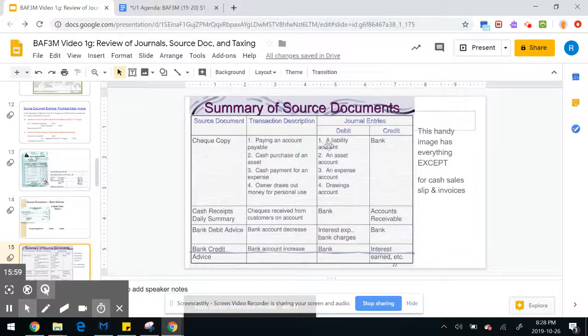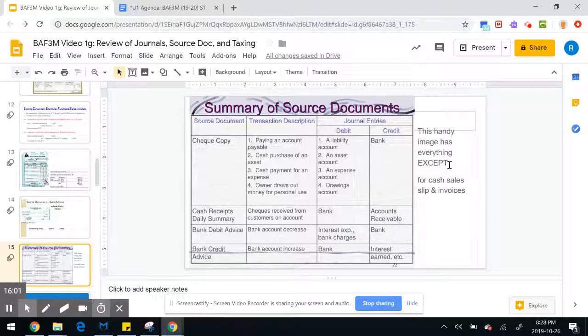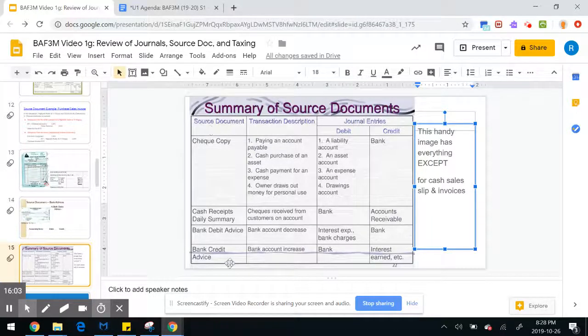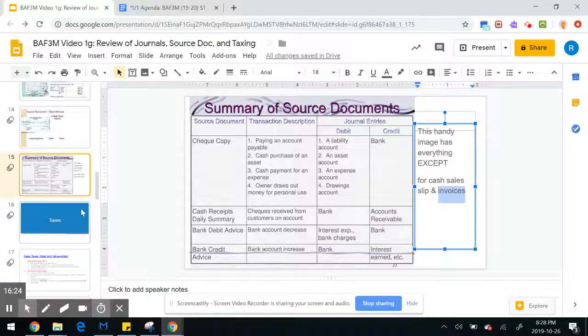I've also put in this nice little doc I found on Google Images. It doesn't have all of the 7 source documents, but it has 4 of them. It's a nice little table explaining what they are, and saying what gets debited and credited in each case. The ones that aren't on here are the cash sales slip, which is quite straightforward, and invoices, which I also think are quite straightforward. The trick with invoices, again, is that it's just a debt, but making sure we know whether we are the buyer or the seller. And after that, it sort of takes care of itself.